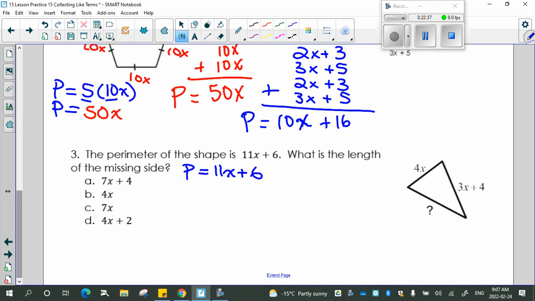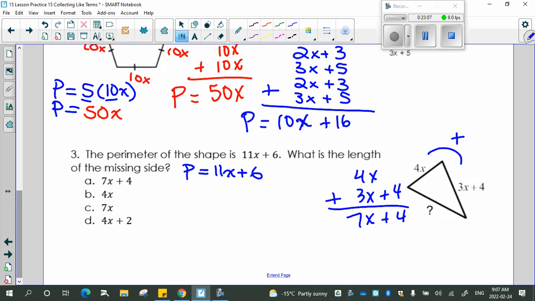Yep. So take the perimeter. Yep. And then minus the 4x. Yep. And the 3x plus 4. Okay, great. That's exactly what I would do, Jacob. But I would probably, depending on how complicated the shape is, add these 2 sides together first. So if I add these up, I'm going to get 7x plus 4.